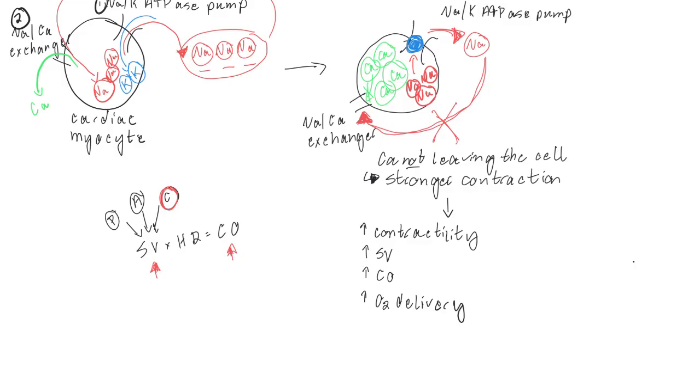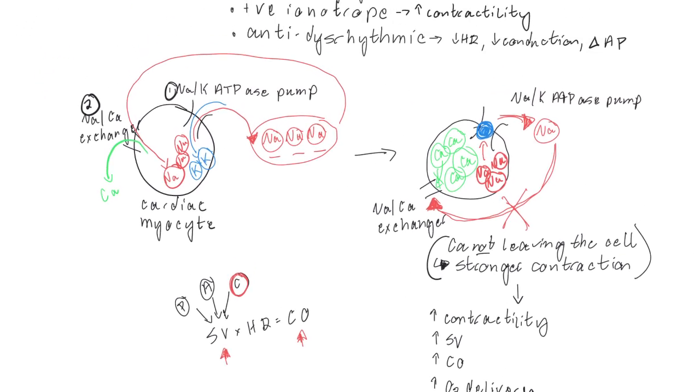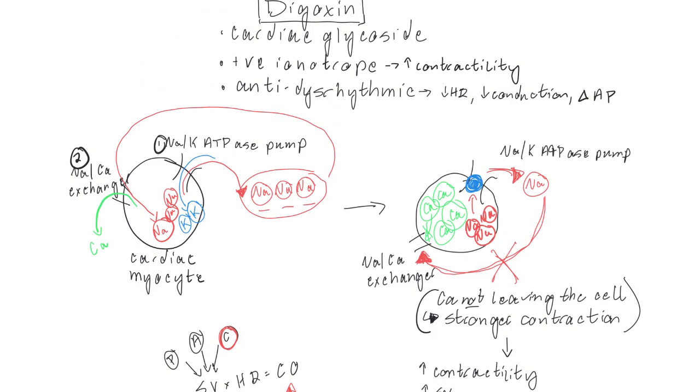So this is one of the actions of digoxin. Doesn't let calcium leave the cell. There's another action of digoxin that we use for its therapeutic effects. So everything that we just talked about is the increasing contractility. Now let's talk about the decreasing heart rate, decreasing conduction effects of digoxin.